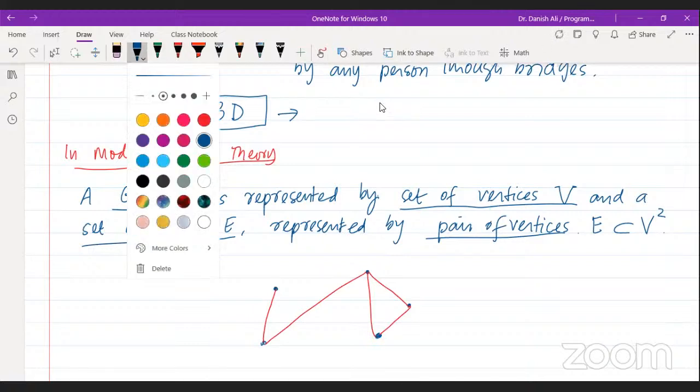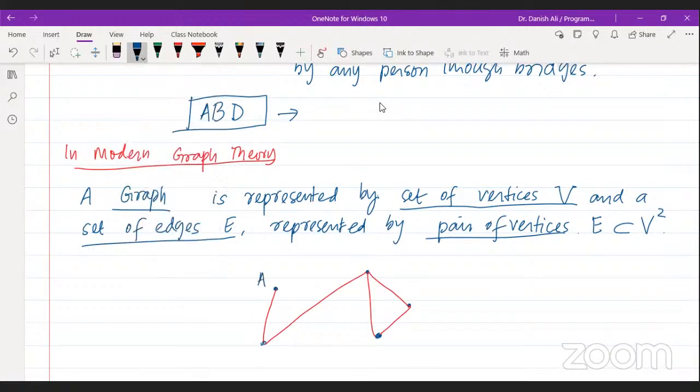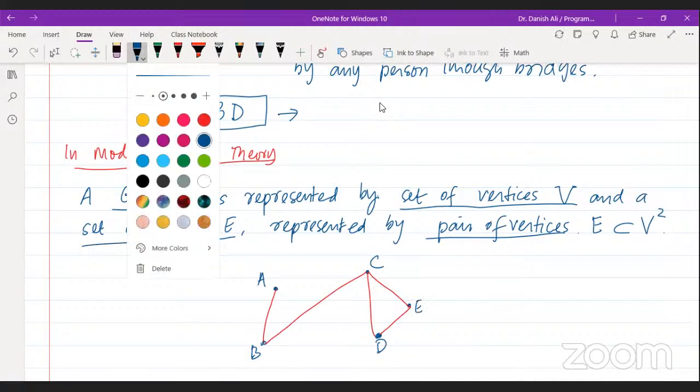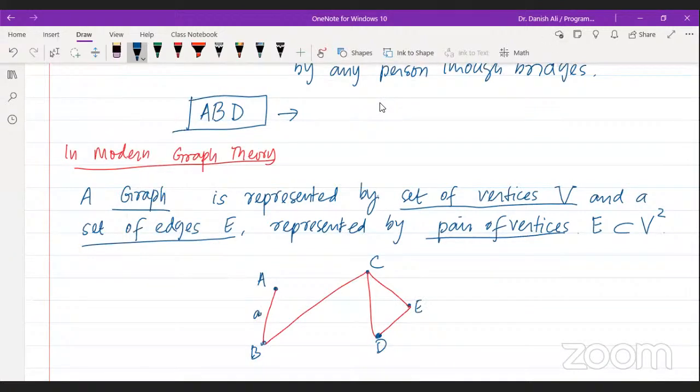Here you can denote it by A. This is A, B, C, D, E, and let's suppose these small letters are the edges. You can represent this a as the pair a comma b, or write it as ab, and here b is the pair bc, or you can write it like bc, and so on. Okay, so this is the definition of a graph.